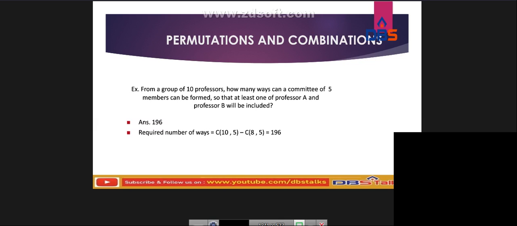From a group of 10 professors, in how many ways can a committee of 5 members be formed? That is actually C of 10 comma 5, but here A and B will be included, so the excluded cases will be removed from the total. The given answer is 196. That is C of 10 comma 5 minus C of 8 comma 5, that equals 196, is the answer.